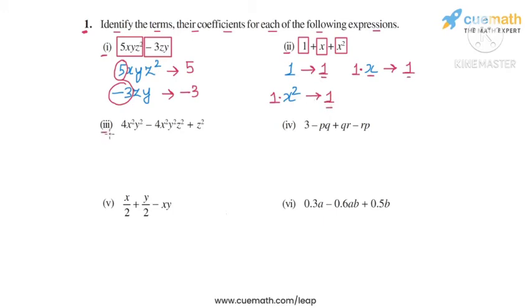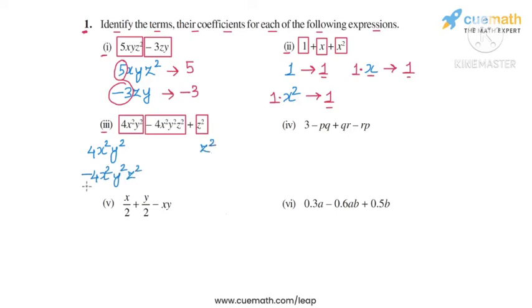In part 3, the expression is 4x square y square minus 4x square y square z square plus z square. So the three terms in this expression are 4x square y square, then minus 4x square y square z square. You have to include the minus sign in the term, and then you have the third term, which is z square. So let's write these three terms. So we have 4x square y square, then we have minus 4x square y square z square, and then we have z square. So these are the three terms in the expression.